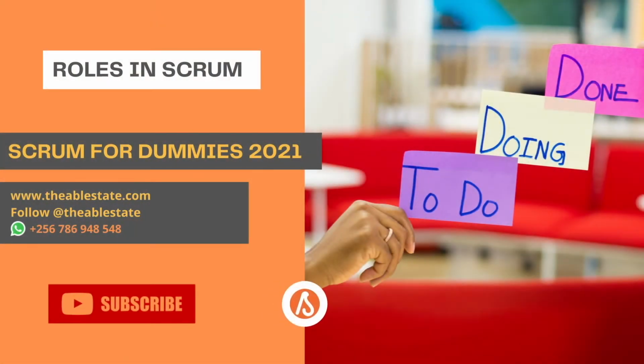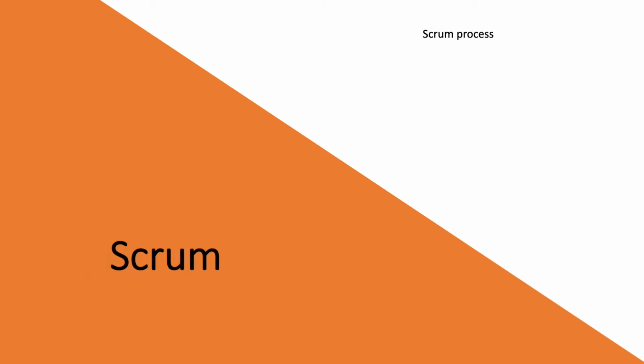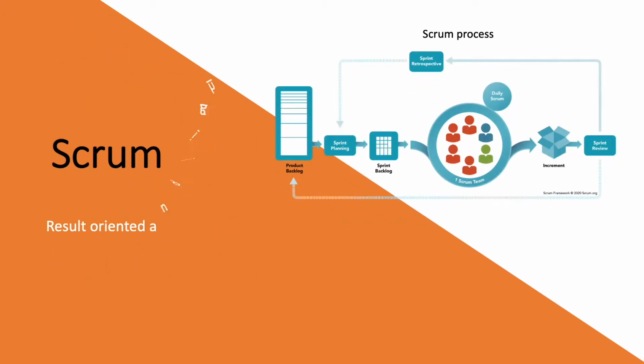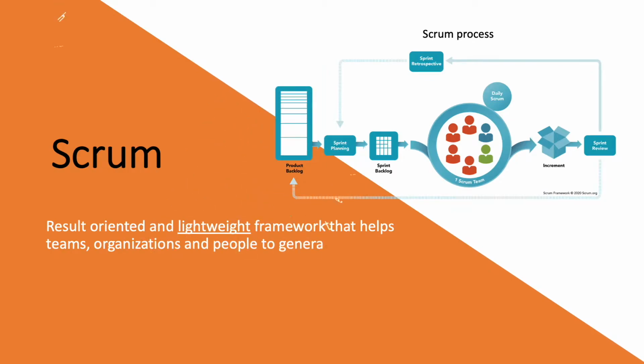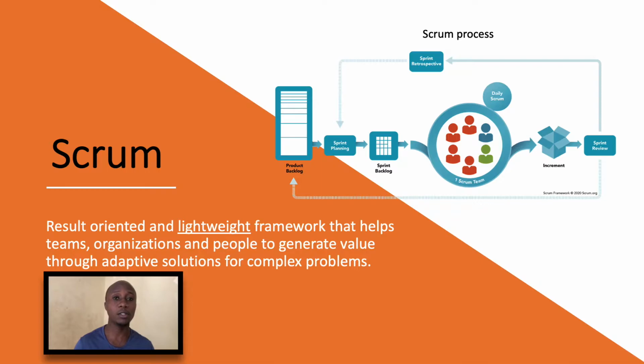In today's video, we are going to look at Scrum roles. To recap from the last video, Scrum is a result-oriented and lightweight framework that helps people, teams, and organizations to generate value using adaptive solutions for complex problems. In order for Scrum to be effective, there are three roles.